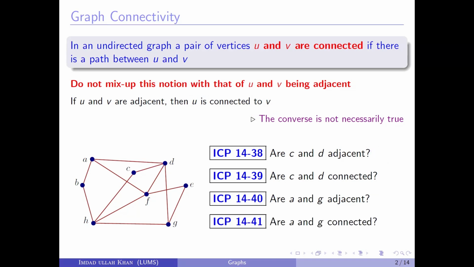Are A and G connected? Because they're not adjacent, but there could be a path from A to G, we just need to figure out a path. So there's a path from A to G. In fact, there are multiple paths from A to G.